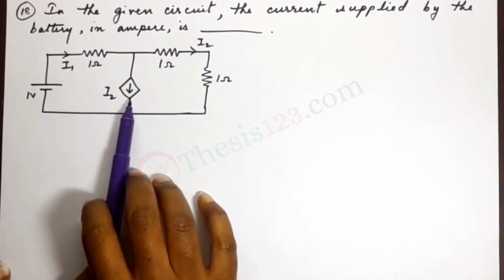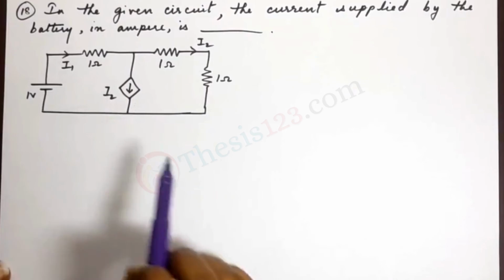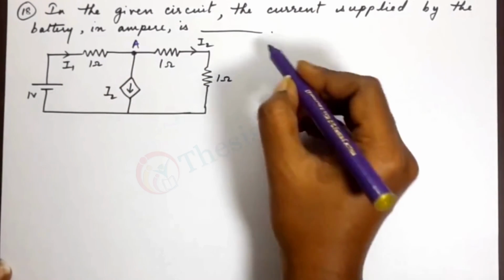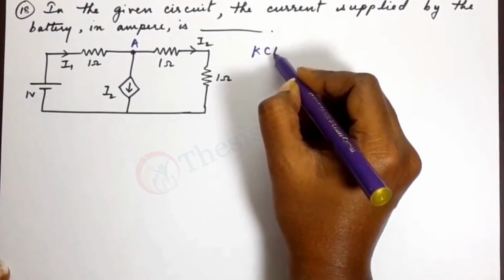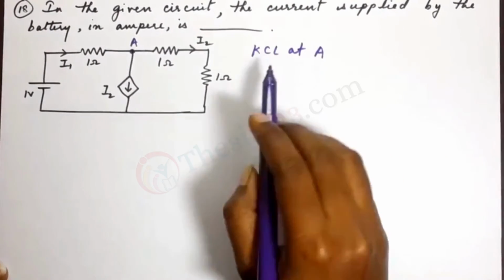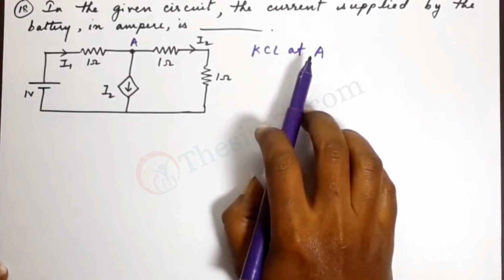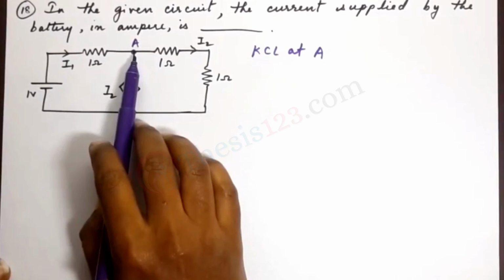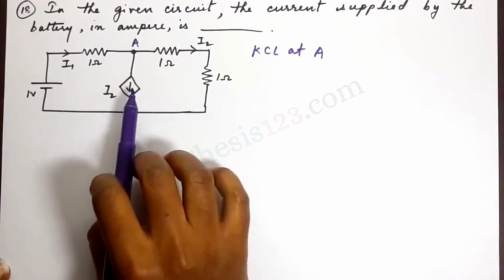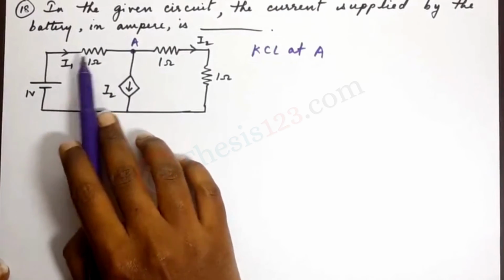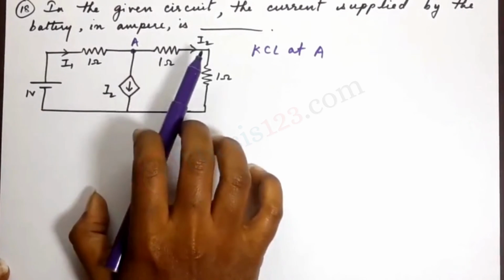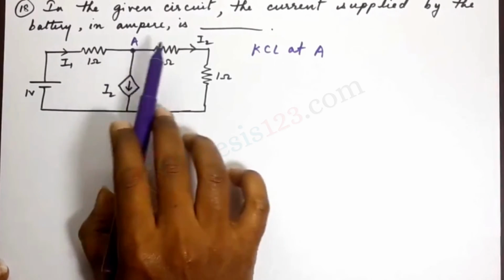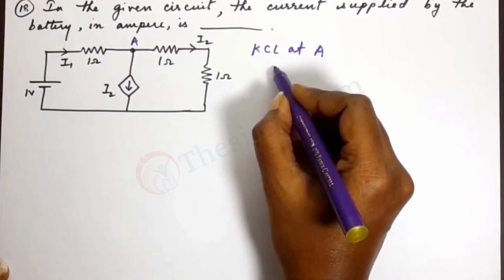So let us begin by working on KCL at this point here. Let me call this A. So KCL at A. Just so you know, KCL is Kirchhoff's current law. Kirchhoff's current law at A states that the incoming currents at the node equal the sum of the outgoing currents. So here we have I1 incoming at the node and I2 outgoing, which means I1 equals I2. So that's our first relation.